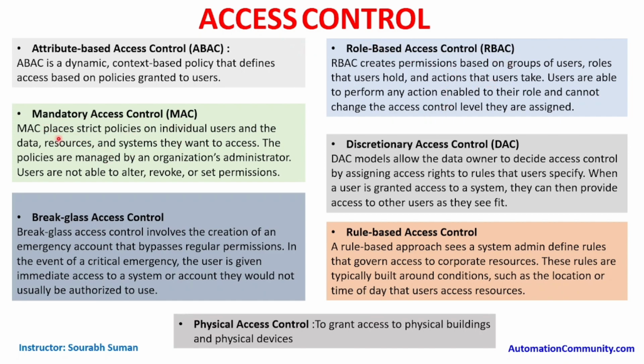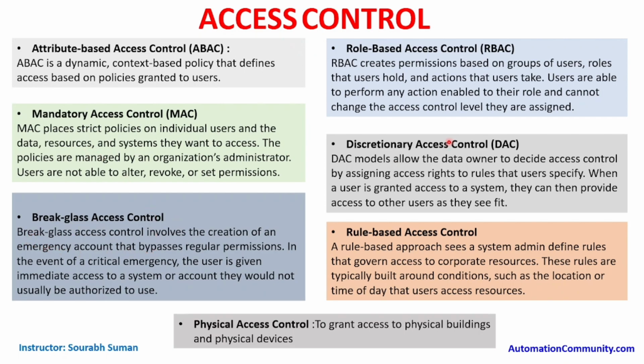Now mandatory access control is where there are strict policies on individual users and on the data resources and systems they want to access. The policies are managed by the organization administrator. Users are not able to alter, revoke or set permissions. Let us suppose you want to shut down a server. Only specific users can do that by accessing the control room. They will have the card, they will have the permits, and to open the cabinet, two people will be required. That type of access is called mandatory access control, and it has a very strict policy.